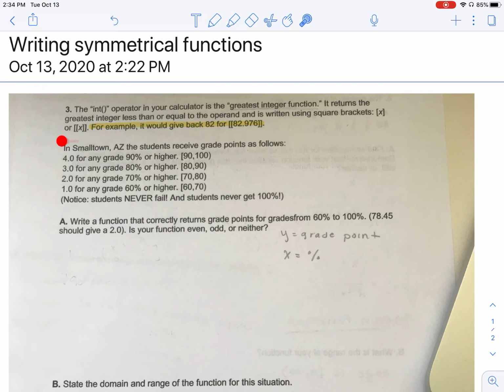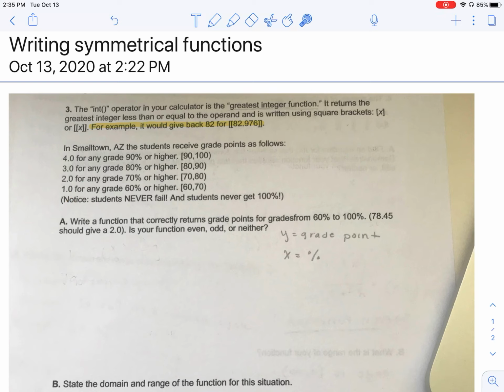So first here, they give you a quick summary of how the students in Arizona do their grade point average, which is basically the same as what we do here. So if you get an A, you get 4 points, a B 3 points, C 2 points, and D 1 point. So what we want is to create a formula so that if we put in any percentage between 90 through 100, it'll give us 4. And if we put in any number between 80 to 90, it'll give us a 3. So we're going to use our greatest integer function, so it rounds down to a 4, to a 3, to a 2, or to a 1.